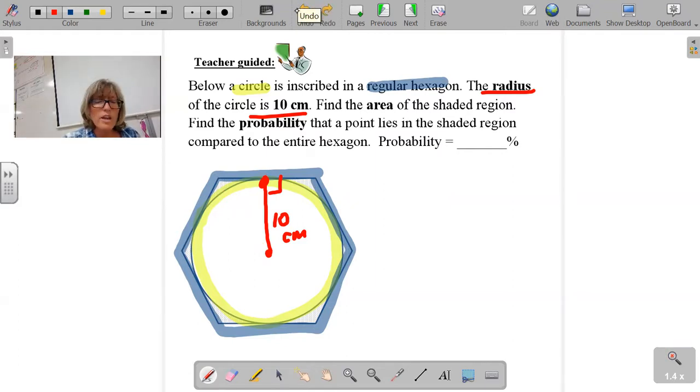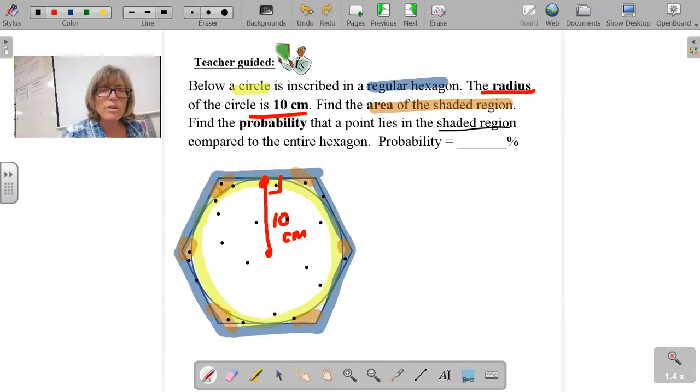There's two steps. We want to find the area of the shaded region, which is this shaded region, and then the percent probability that a point lies within the shaded region, so a point coming compared to the entire hexagon. What is the probability that these points will possibly land within the shaded region compared to the entire hexagon?